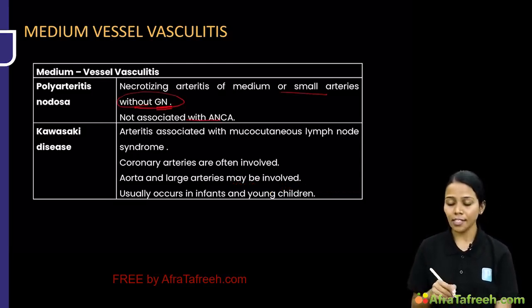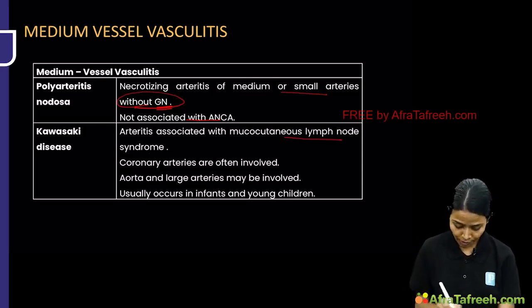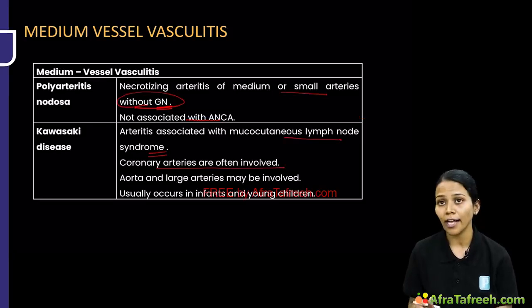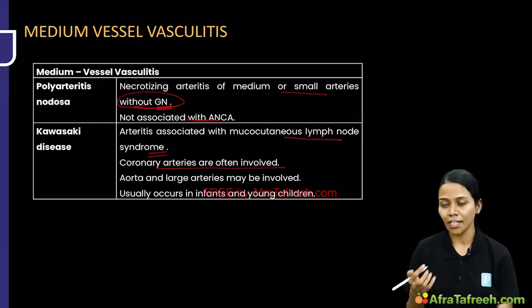Kawasaki disease also involves medium or small arteries, but with mucocutaneous lymph node involvement. Coronary arteries are often involved. Aorta and large arteries may be involved, and it usually occurs in infants and young children.